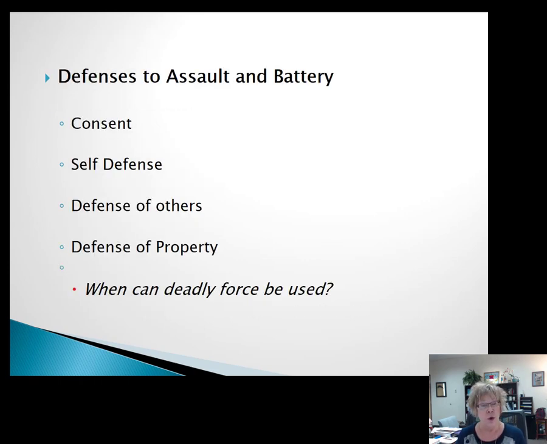Defenses to the torts of assault and battery. One is consent. If we all decide to go out one afternoon and play touch football, we kind of know that you could get hurt. Even though we're just playing touch football, it's still a contact sport. So if we're playing and you run and you touch me, because I've got the ball and I trip and I fall and I break my leg, and now I sue you for the battery, your defense would be consent. I agreed to play football and I knew, or I should have known, that these things can happen. Self-defense.